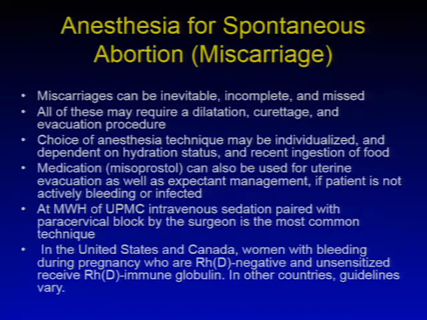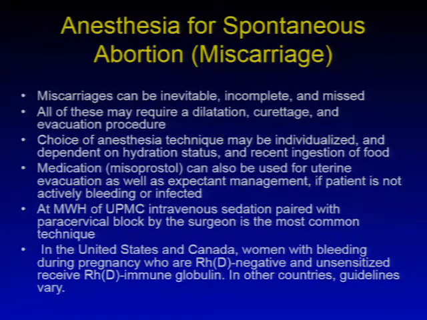Also, many centers utilize medication of the misoprostol type that can be used for uterine evacuation as well as expectant management if the patient is not actively bleeding or infected with a miscarriage. At our institution, we commonly use intravenous sedation paired with a paracervical block by the surgeon as our anesthetic technique for D, E, and C in miscarriage.